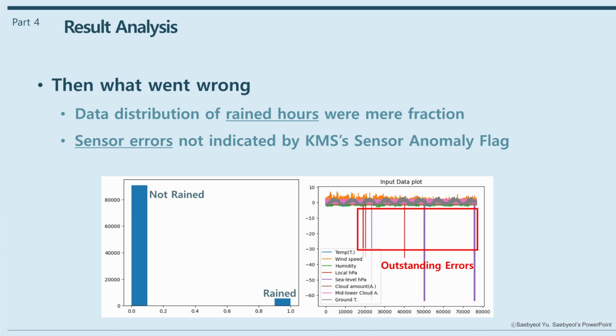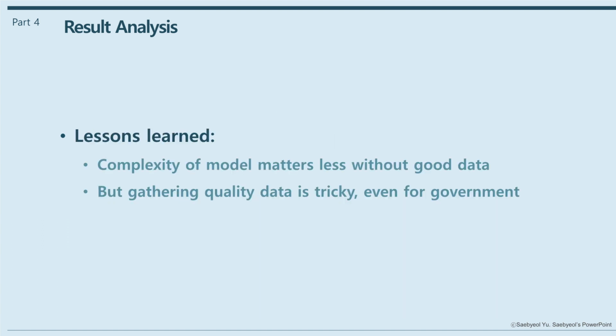Additionally, there were a few errors with dramatic value difference as shown on the graph. And this data is already zero-fitted and normalized. Such outstanding errors could have adversely affected the training. From the failure, we learned that the complexity of the model did not impact the outcome significantly. Rather, it was the quality of the data that mattered the most.